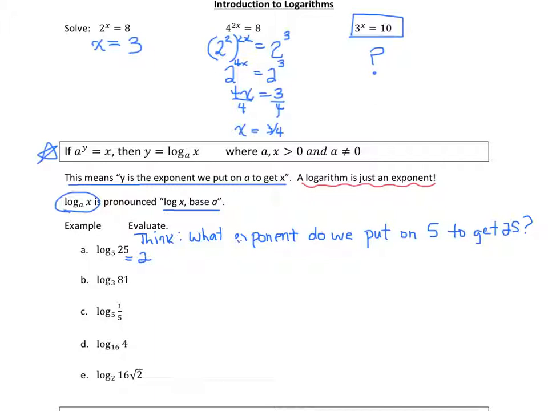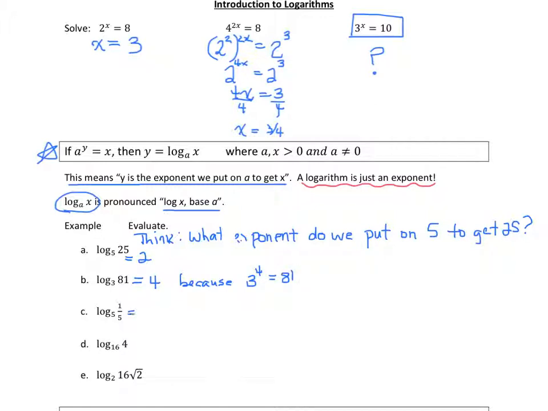Now the next one, log 81 base 3. So what exponent do we put on 3 to get 81? If you don't know that, you will have to use your calculator for some of these questions to figure out, okay, 3 times 3, how many times will give me 81? The answer is 4, okay, because 3 to the exponent 4 equals 81.